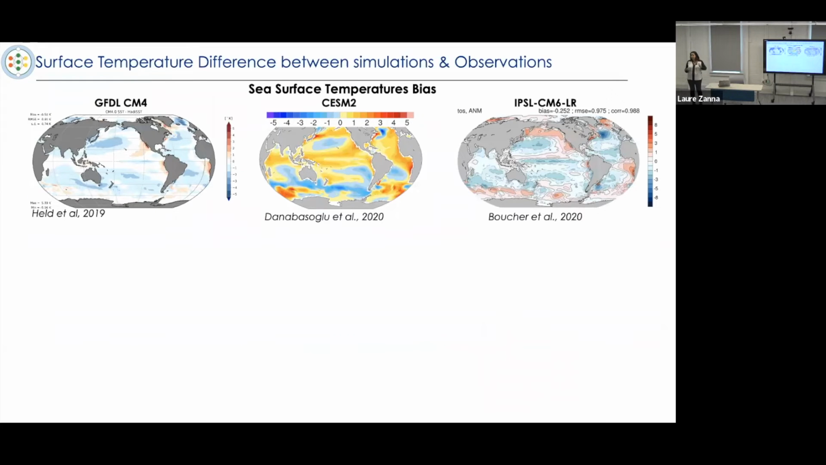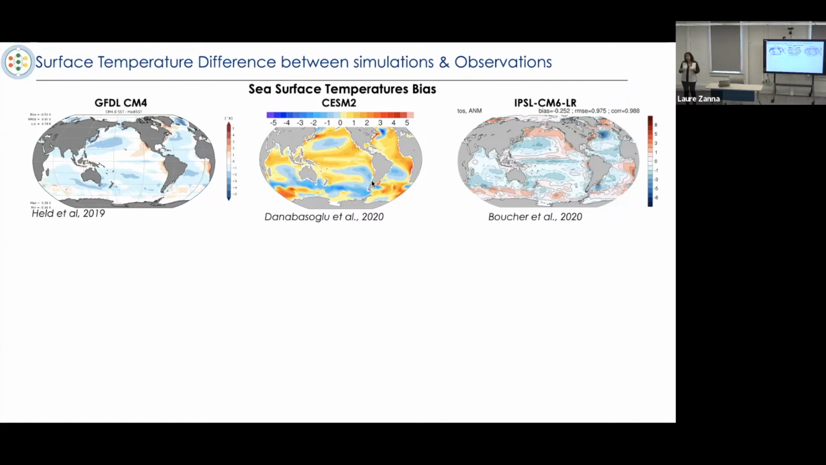The fact that some of those processes are not resolved and the fact that the equations are only approximate means that the models are what we call biased, meaning they have errors in them when we compare them against observations. I didn't want to pick and choose one model, so I picked three. I don't have a favorite, and I don't want to complain about one modeling center. So, three different climate models, developed by three different modeling centers, on this plot here. And we're showing the sea surface temperature: the temperature of the surface of the ocean minus that of what's observed.